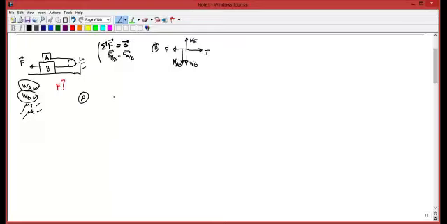So object A, first is the weight, WA. Then the normal force. Obviously A is in contact with object B, B is below object A, therefore there must be a force from object B acting on our system A. Therefore, this normal force is up. Oh, yeah, thank you, Ray. Friction.